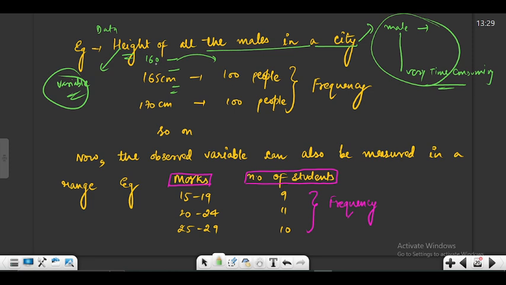Corresponding to every observation, there will be a number of males. Suppose for 165 centimeter, there are 100 males. So the frequency of occurrence of 165 centimeter, or this observation for the variable height, is 100 times. So you have minimized the data set. No information is being lost. Every male is being covered, and the size of the data set is also being reduced. This is what frequency distribution does.